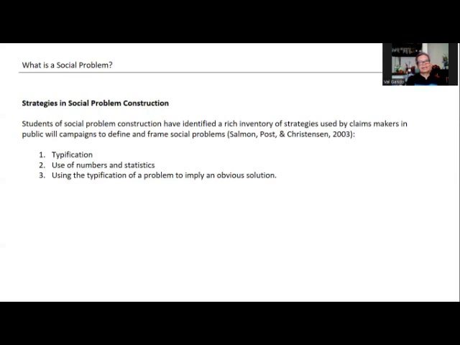A second strategy involves the use of numbers and statistics to demonstrate that a social condition affects many people and hence is worthy of serious political attention. From the story of Julie, the community group conducted social investigations to determine the number of families affected and the manifestations of the problem that they have experienced. A third strategy in social problem construction is using the typification of a problem to imply an obvious solution.